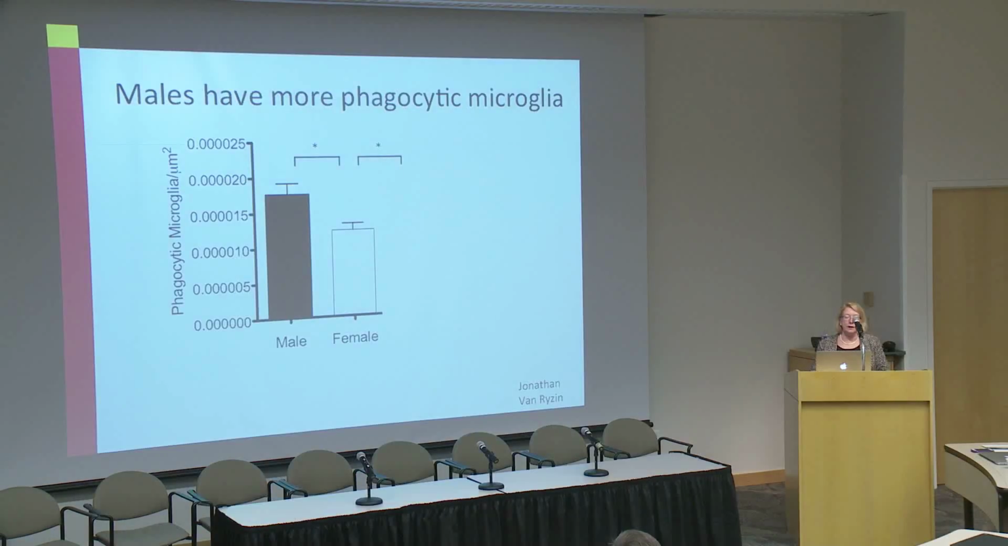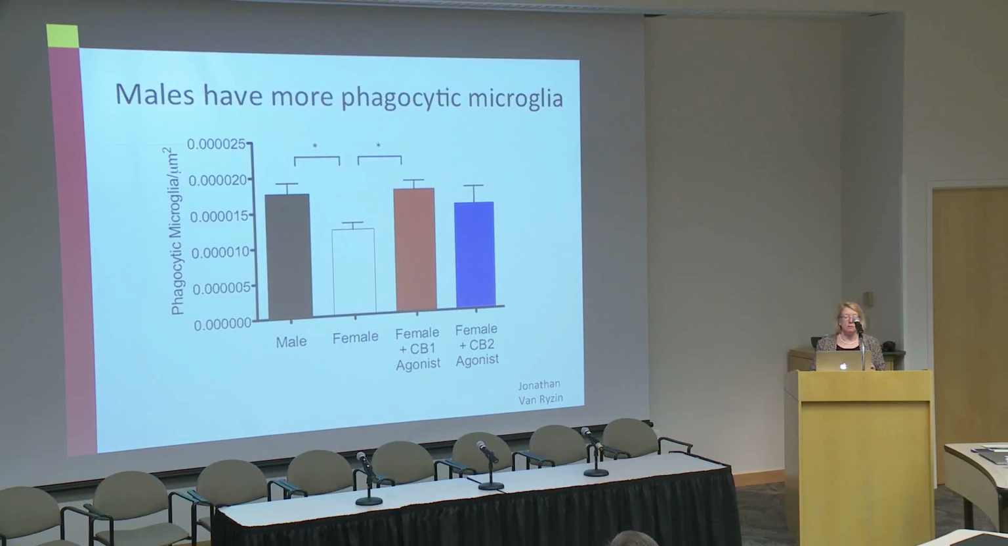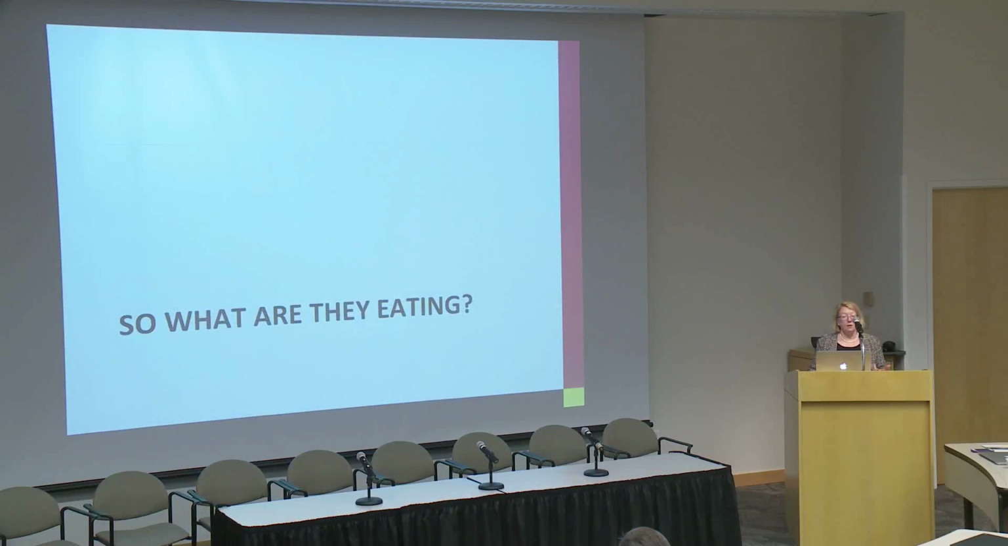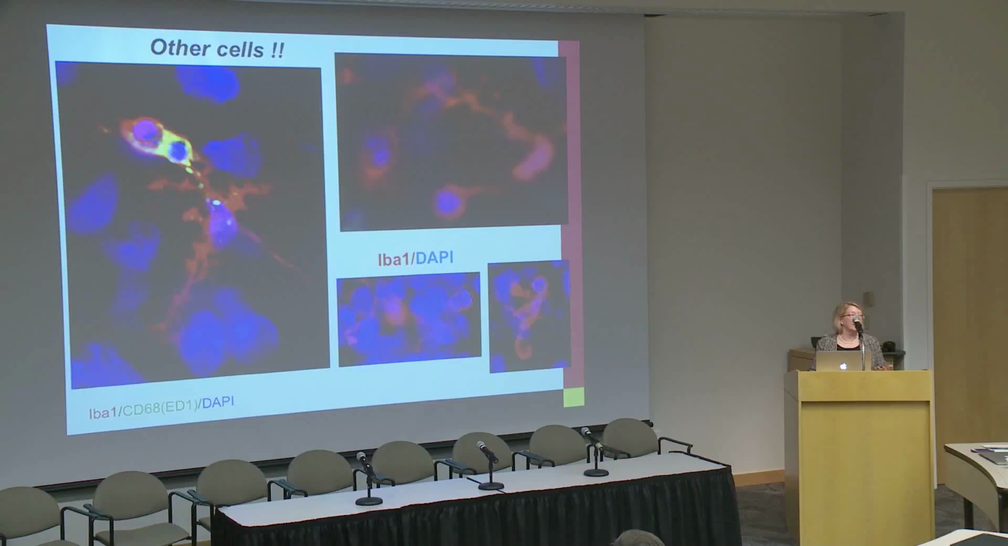And so when we quantified them, we found that the males actually had many more of these phagocytic cups than the females, only in the medial amygdala, okay, and only during this developmental time point. And if we treat with the agonist, the CB1 is significant, CB2 is just trending, the females increase their phagocytic activity of their microglia. So what are they eating? Really, the only candidate is other cells, and it is definitely other cells.